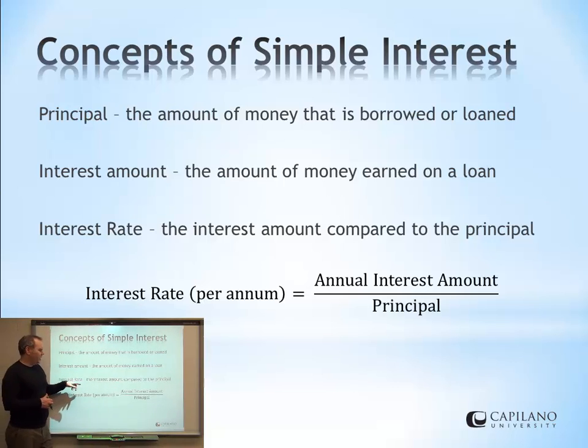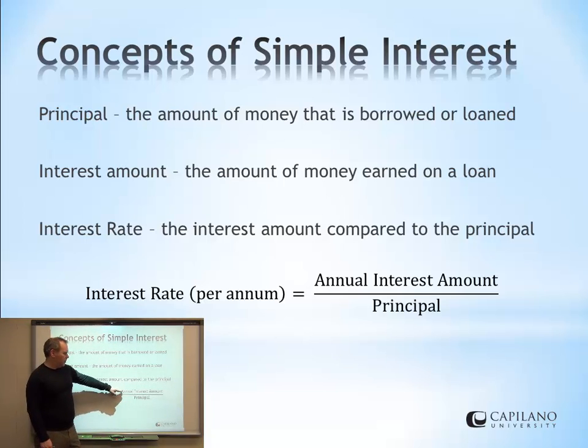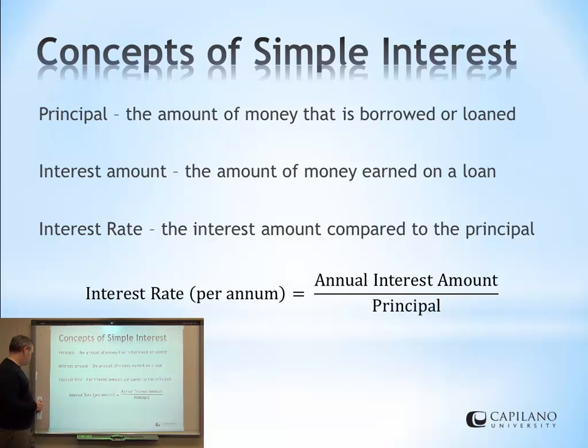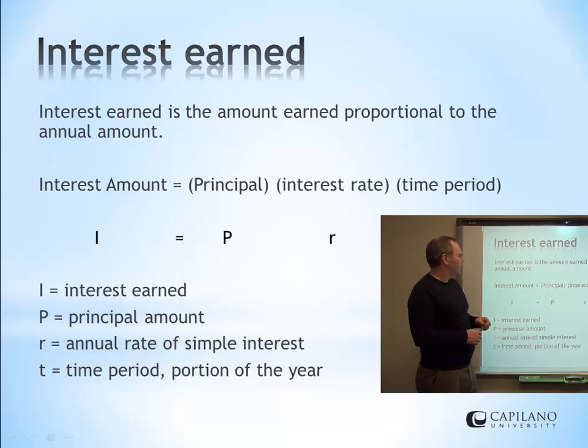And the interest rate is that amount compared to the principal. So it's the rate where the interest amount is the portion and the principal is the base. So the interest rate is basically the amount divided by the principal, which gives us a rate for it.